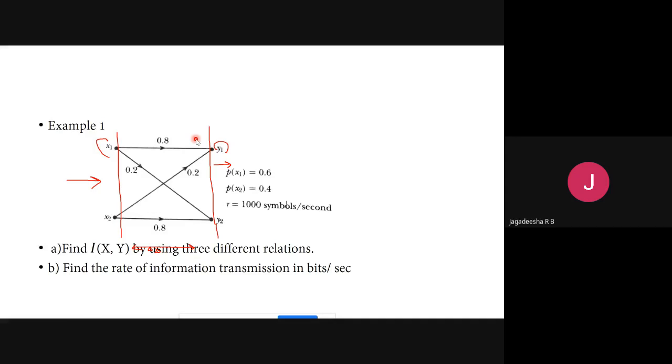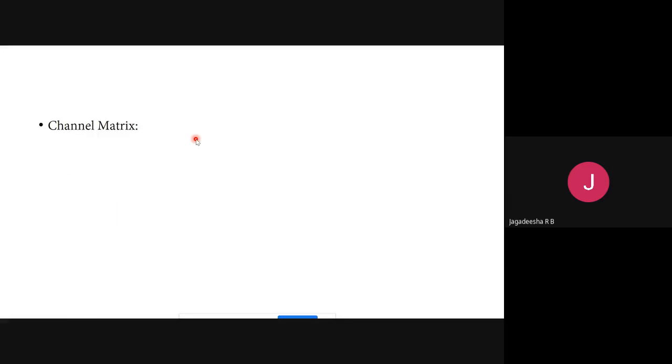So we will use the same thing here. First, we will write the channel matrix because we know the channel, what are the inputs, what are the outputs, and what is the transition probability. So with the help of that, we will write the channel matrix. That is probability of output, provided we know the inputs, input probabilities. So P(Y|X), that's a conditional probability of Y, is 0.8, 0.2, 0.2, and 0.8.